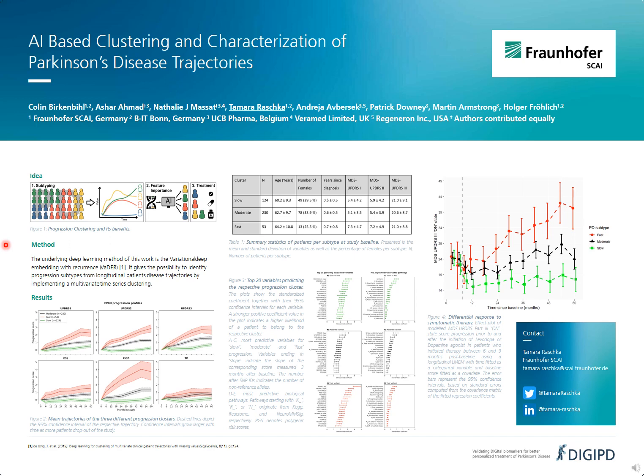Although we saw no differences in the symptomatic therapy response at the start of the study, we observed considerable differences in their response to the treatment over time, which you can see here in this figure. And that means that different drugs may benefit different disease subtypes better or worse, which can in the end lead to personalized treatments, interventions, and prevention.